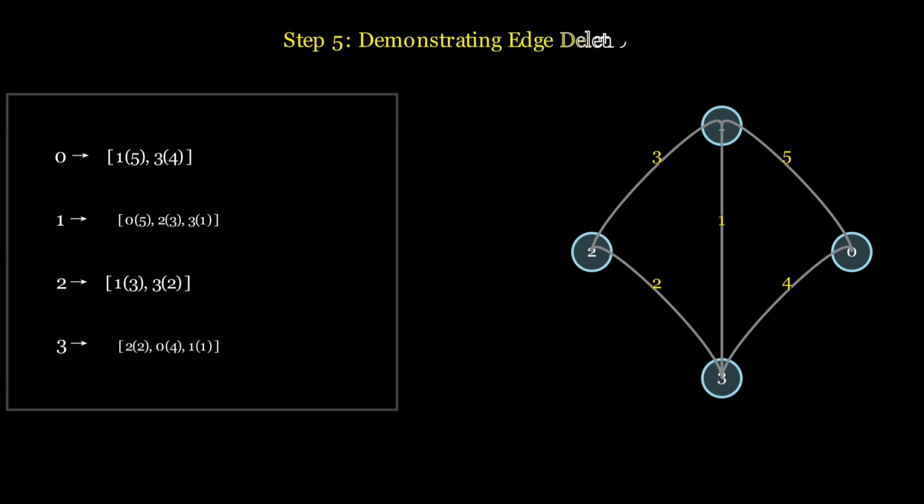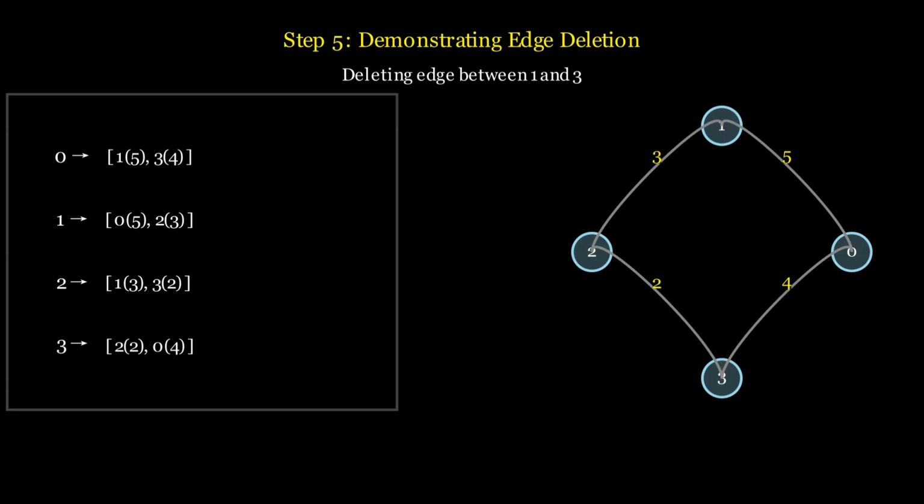Now let's demonstrate how to delete an edge. We will remove the edge between node 1 and 3. We remove the entries from both node 1's and node 3's lists. This shows that there is no longer a connection between these nodes.